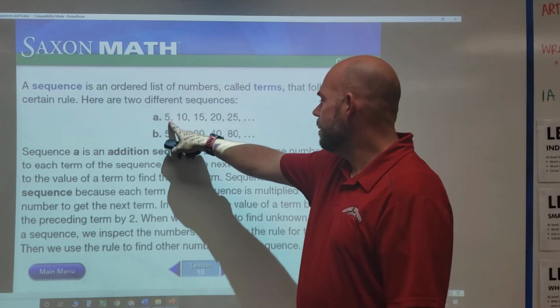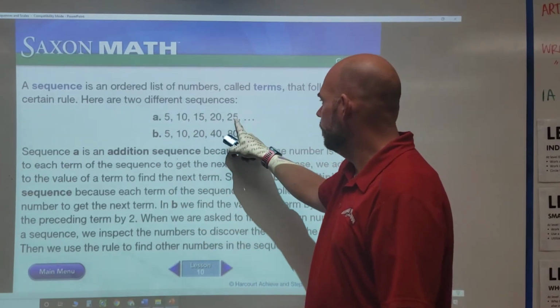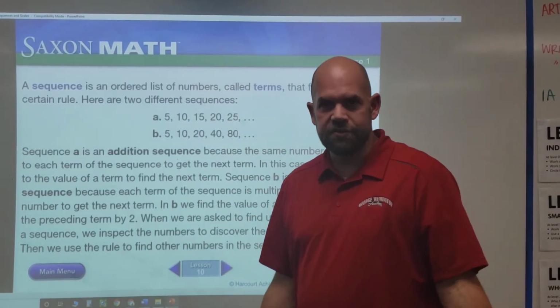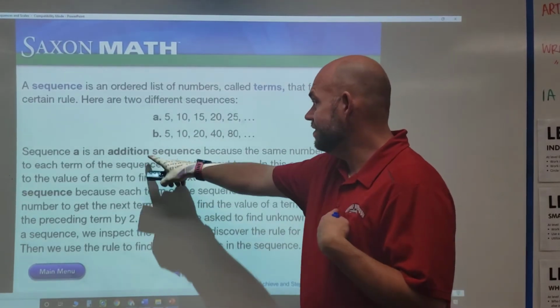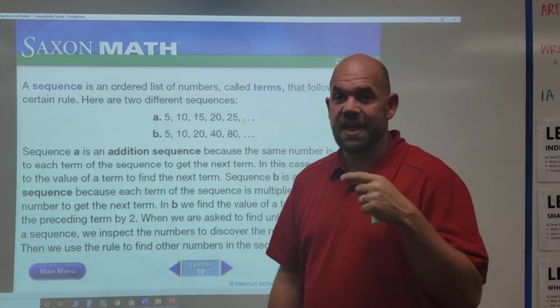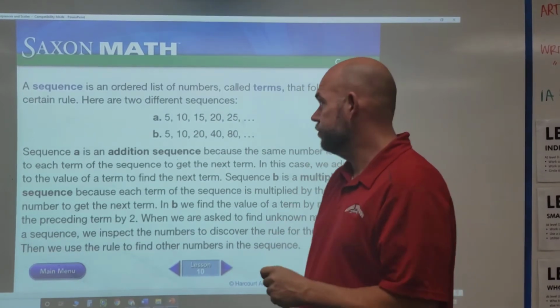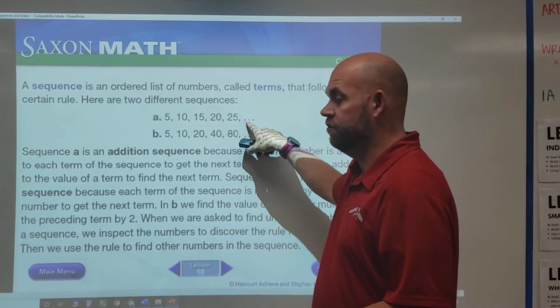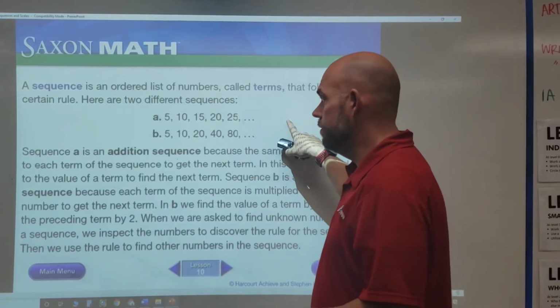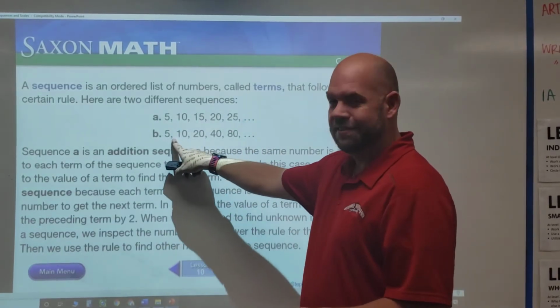So here we see a pattern, 5, 10, 15, 20, 25. We're just counting by fives here, right? So our pattern would be an addition pattern or an addition sequence because it's just plus 5 for each term. So the next 3 would be, after 25, we'd just do plus 5, which would be 30, then 35, then 40. B is not so easy.